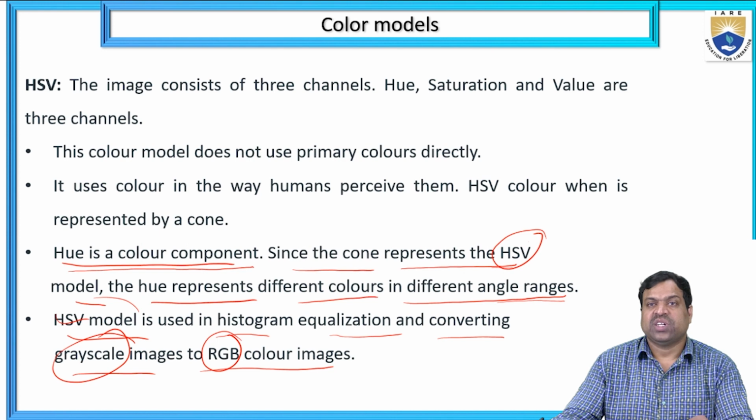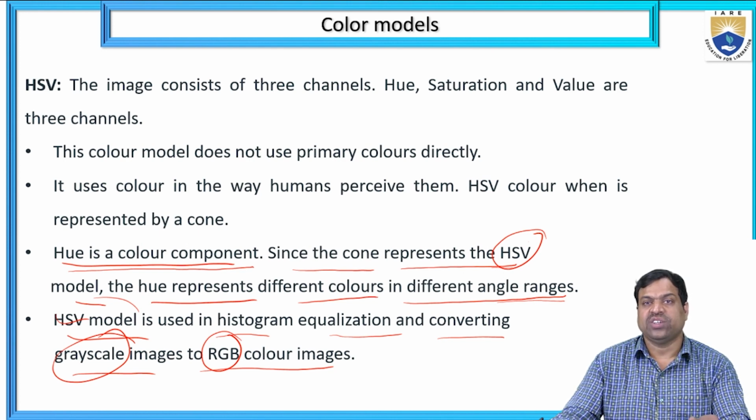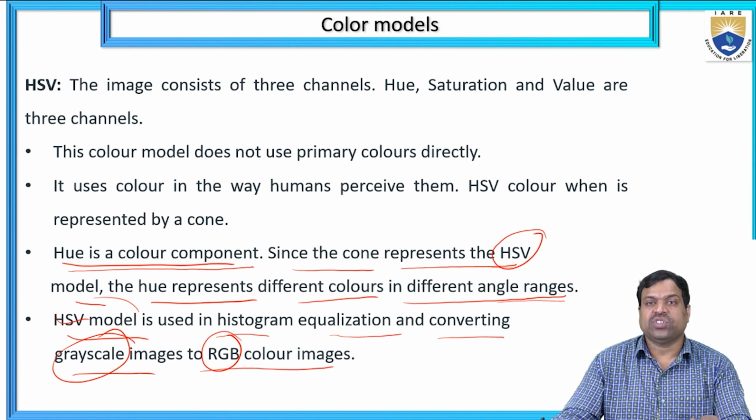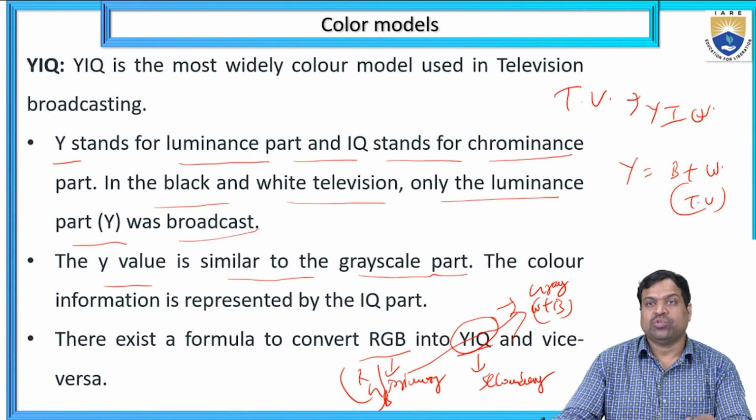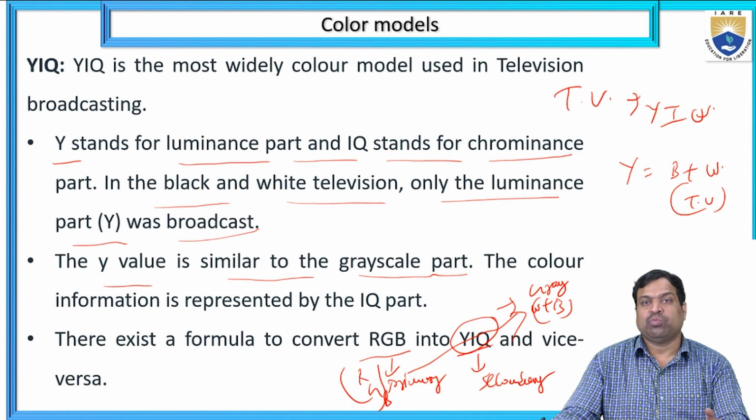In HSV, the image consists of three channels: hue, saturation and value. This color model does not use primary colors directly and it uses colors in the way humans perceive them. The HSV color model is represented by a cone, where hue is the color component. The HSV model is used in histogram equalization and converting grayscale images into RGB color images. And YIQ is the most widely used color model in television broadcasting.